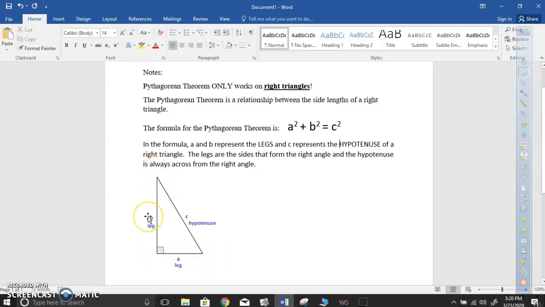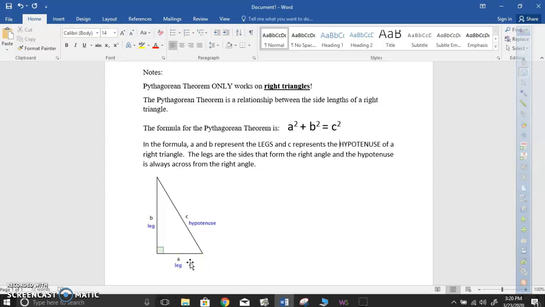And what's cool about the legs is that a can be here and b can be there. The order for a and b does not matter because we're going to add them, okay? That's the commutative property of addition. We can just add them. a plus b is the same thing as b plus a. In this case, we're going to square them and then add them.